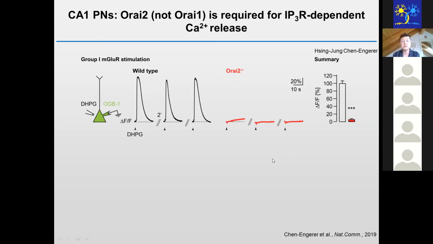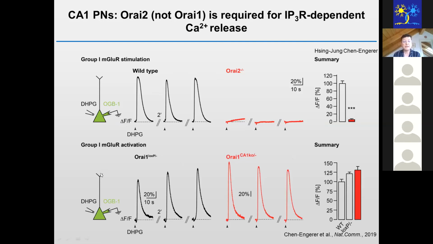Although CA1 pyramidal neurons express TRPCs, they are not as easily activated as in cerebellar Purkinje cells, and there was no inward current recorded under these conditions here, and therefore I omitted the current traces from the plots here. And we performed an analogous experiment also in the absence of Orai1 in a CA1 specific Orai1 knockout mouse, and found that again, similarly to cerebellar Purkinje cells, the mGluR1 dependent calcium release transients are preserved in the absence of Orai1.